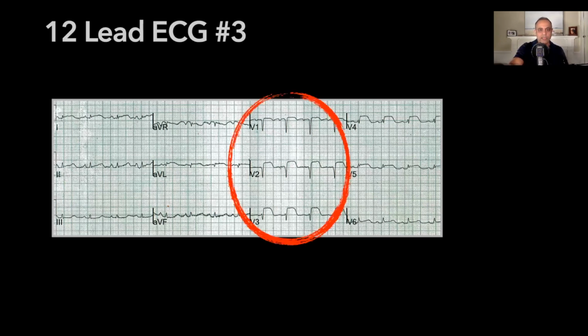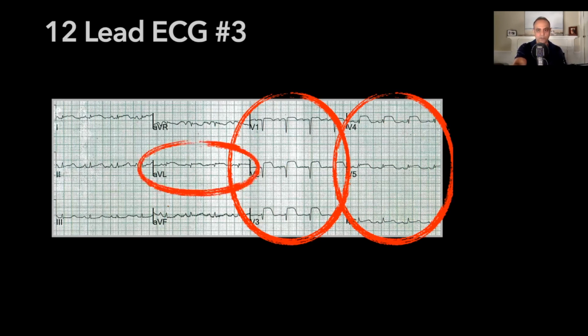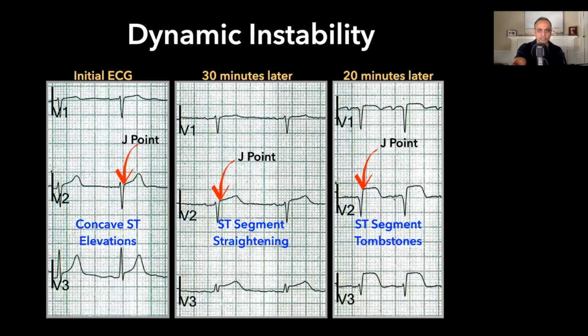This is, again, those straightening segments of the ST segments in the anterior precordial leads and the lateral leads are now even worse. Now we just have tombstones, right? And this all occurred within 50 minutes or so. And now you see elevations here in AVL and even more depressions in the inferior leads, the reciprocal leads.